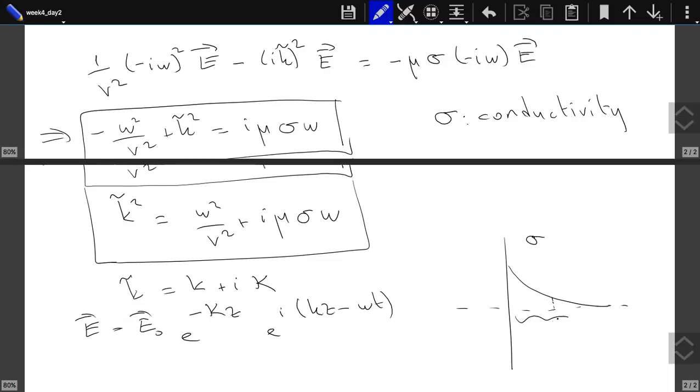So let's say this is delta, that distance, 1 over kappa. This is called the skin depth. If you send an electromagnetic wave on a conductor, it can only penetrate this much. Not any further.